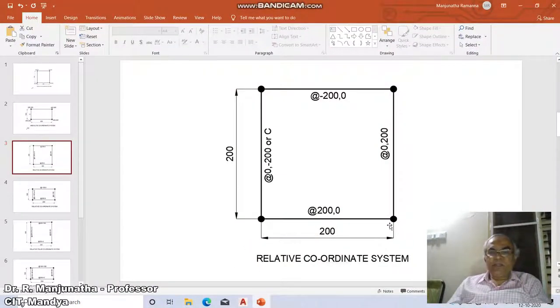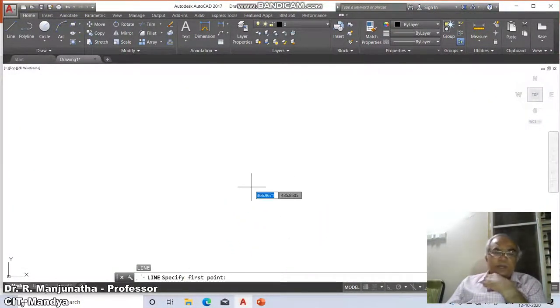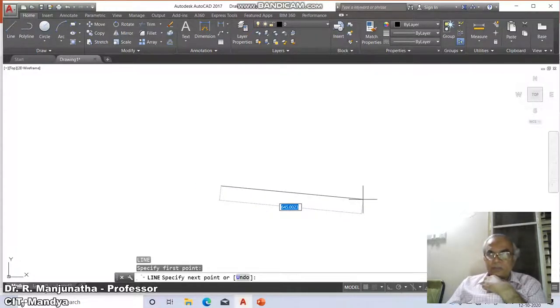Suppose if I want to define this, I want to define with respect to this point. If I want to define this, I want to define with respect to this. Suppose you want to define this point, how will it start? So we are going to see now. Command is line. Now, instead of giving a coordinate, I will select any one of the points on the screen by picking on the first button of the mouse.